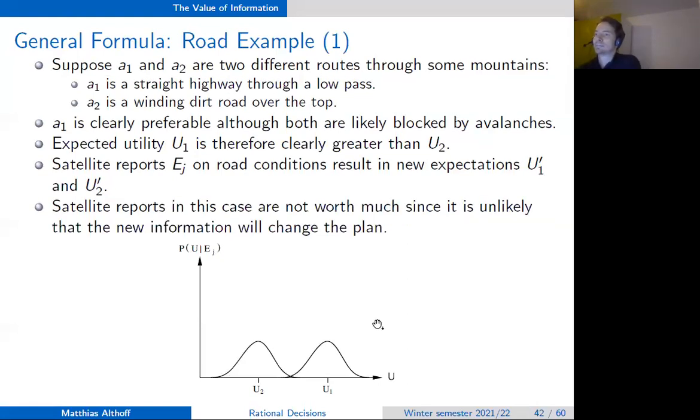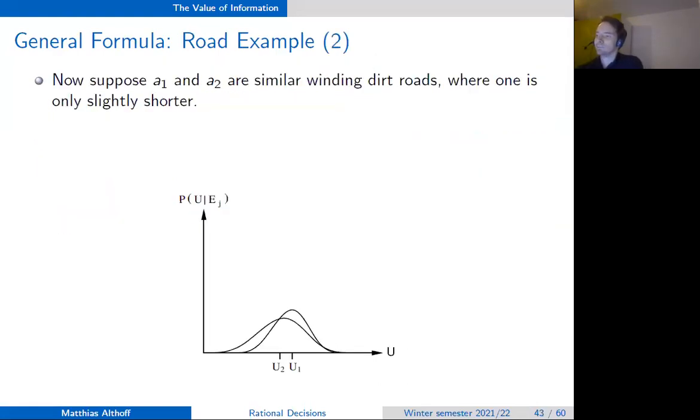So let's look at another example. So you have to now choose similar winding dirt roads. So the utilities are still, so they are similar now, not as in the previous case. One is slightly shorter and better. So U1 is still slightly better.